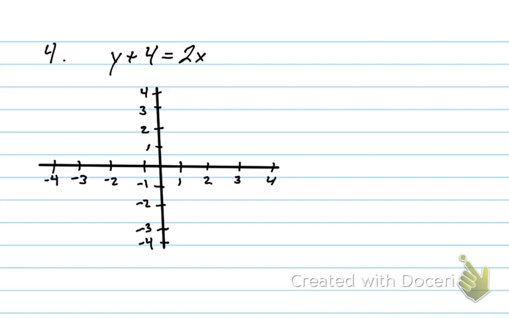Jason, is this equation ready to graph? No, it's not, because y has to be by itself. It has to be in slope-intercept form. So what would I need to do to get this in slope-intercept? Subtract 4. And so now I have y equals 2x minus 4.